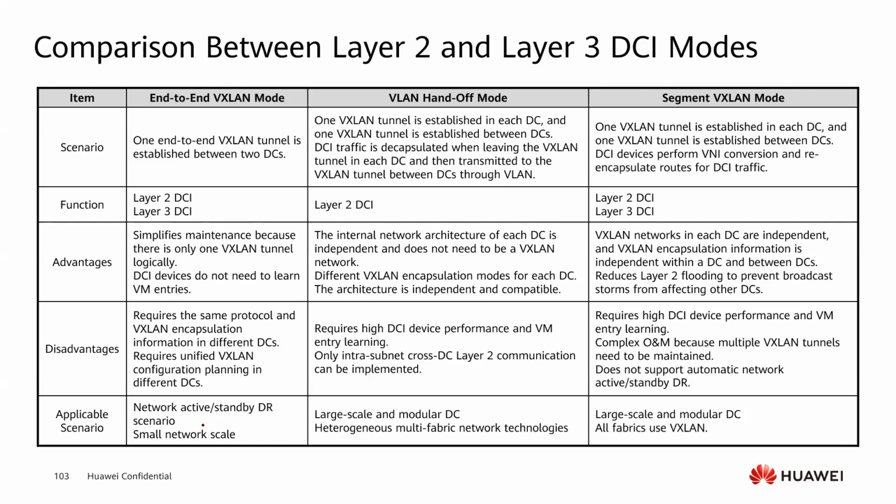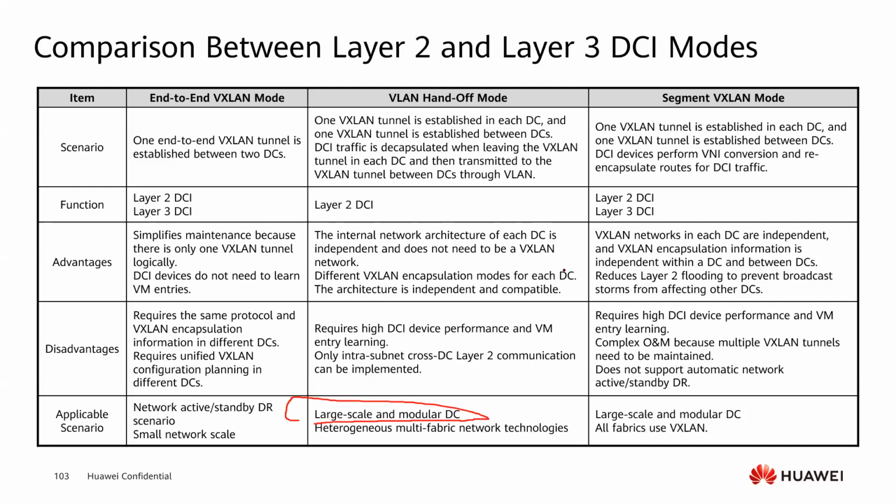Just because if we have different data centers, we need to plan the VNI information for the subnet in the same way. So that will waste a lot of VNI numbers. And for the VLAN handoff, you will find that we can only use it to meet Level 2 DCI interconnection. All right, but it can be used for large scale data centers.